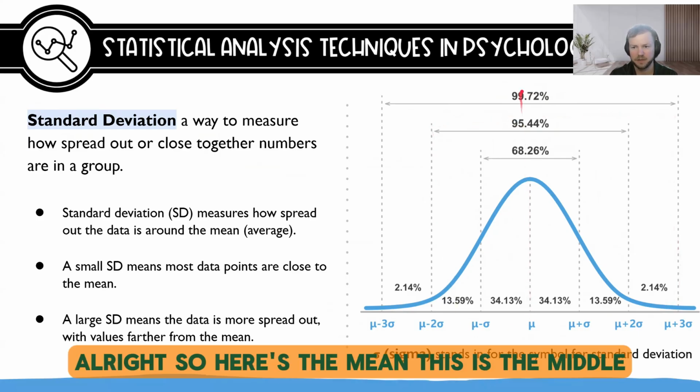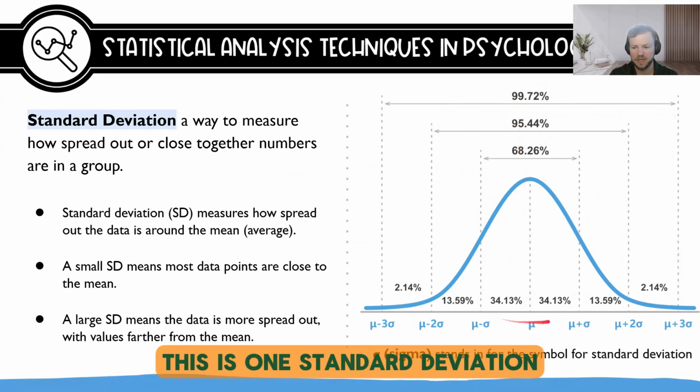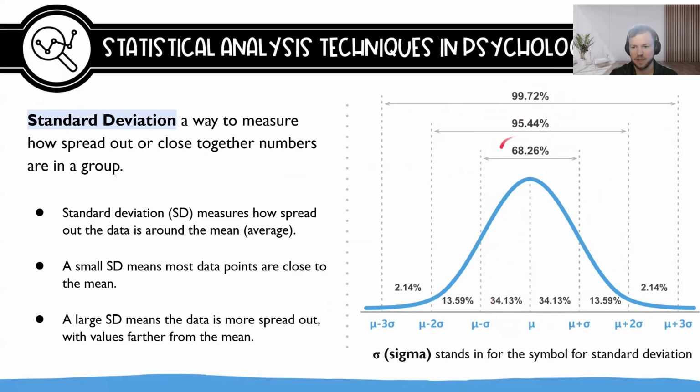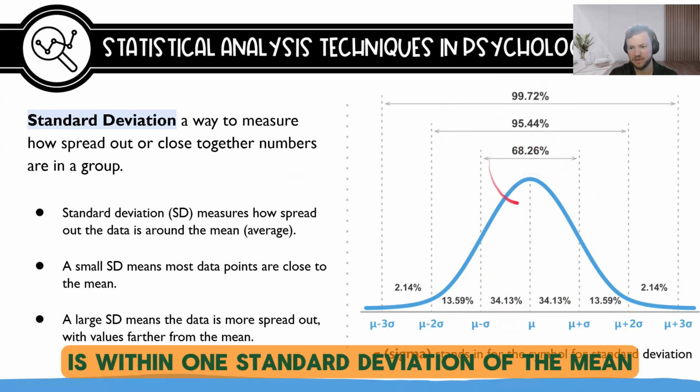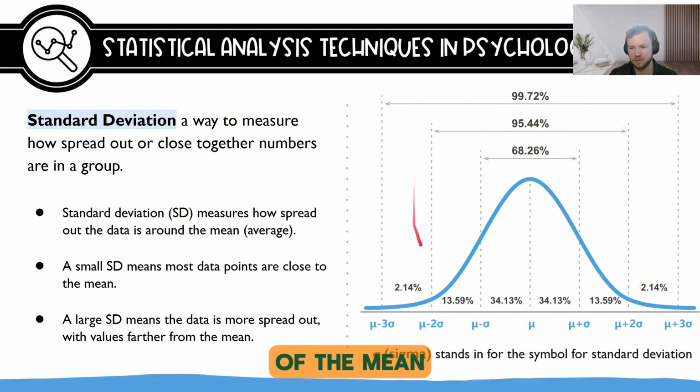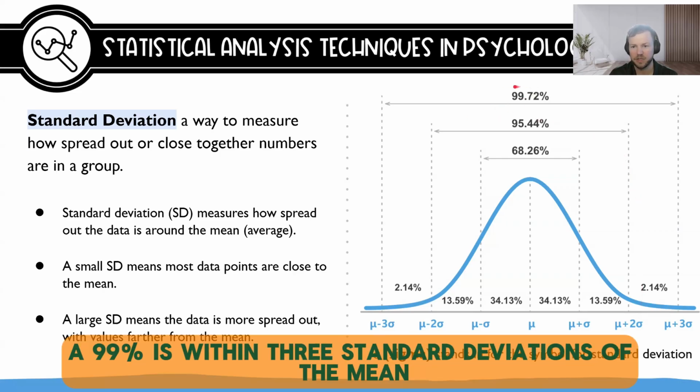All right, so here's the mean, this is the middle. This is 1 standard deviation. Let's start from here. 1 standard deviation, 68% of all data is within 1 standard deviation of the mean. 95% of all data is within 2 standard deviations of the mean. And 99% is within 3 standard deviations of the mean.